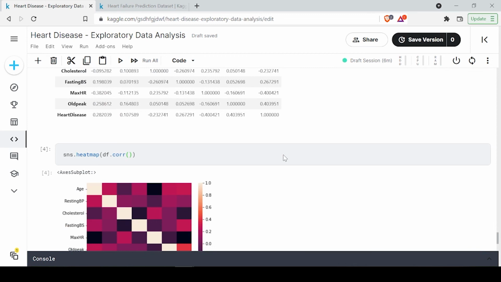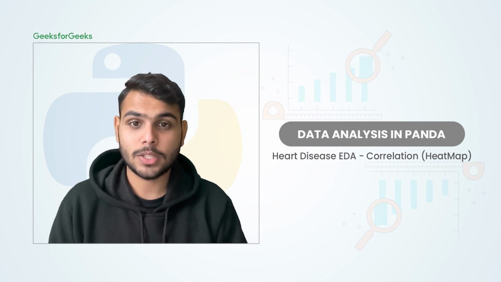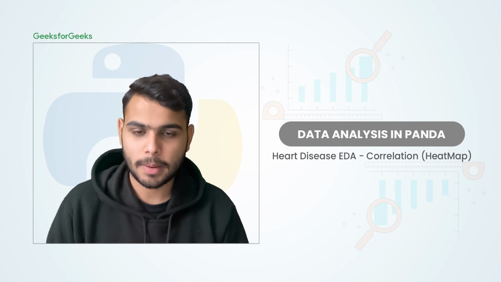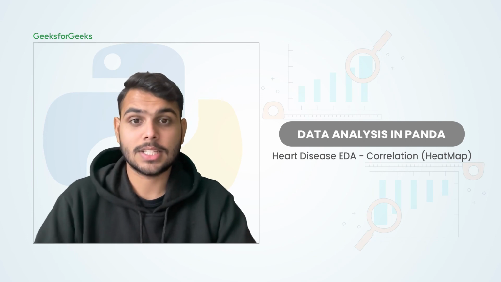So yes, that's pretty much it. I'm hoping the concept is clear about heat maps and correlation, how we can find the correlation, how we can plot a heat map, and how I can analyze the heat map to see if there is any correlation or not.